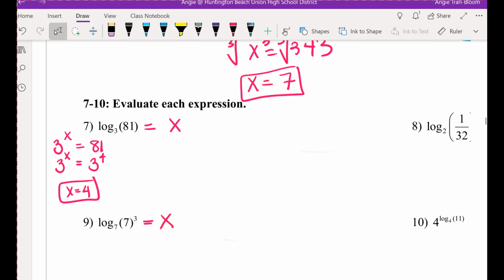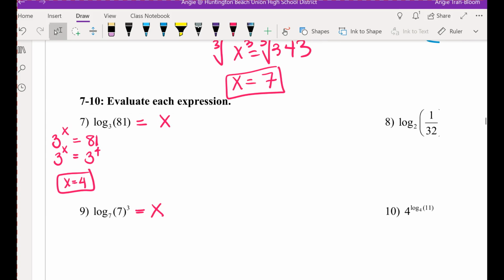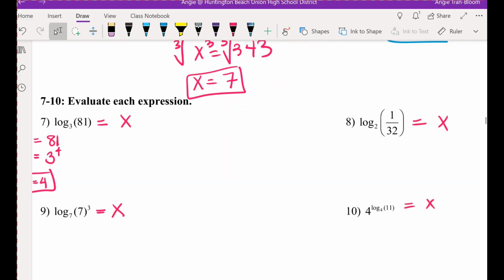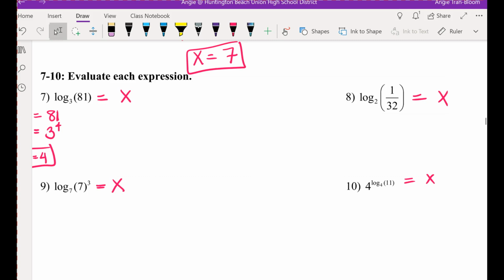Okay, let's do 8. We make it equal to x. Again, what do you do here?